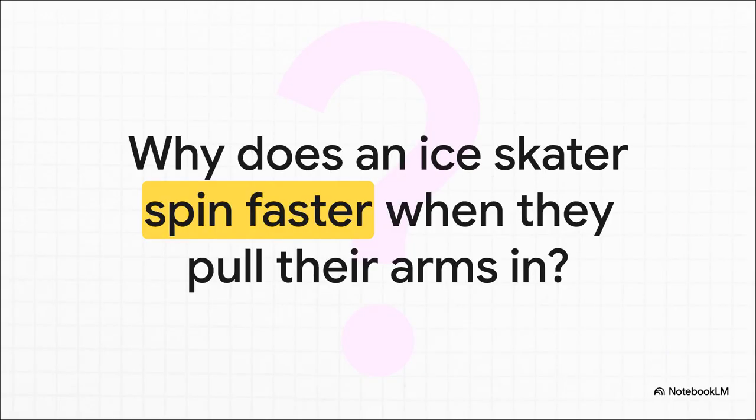So yeah, this is the classic puzzle. The skater's out there, arms wide, spinning kind of slow. They pull their arms in close and bam, they accelerate into a total blur. How in the world does that work? It's all physics, and by the time we're done here, you'll get it completely.